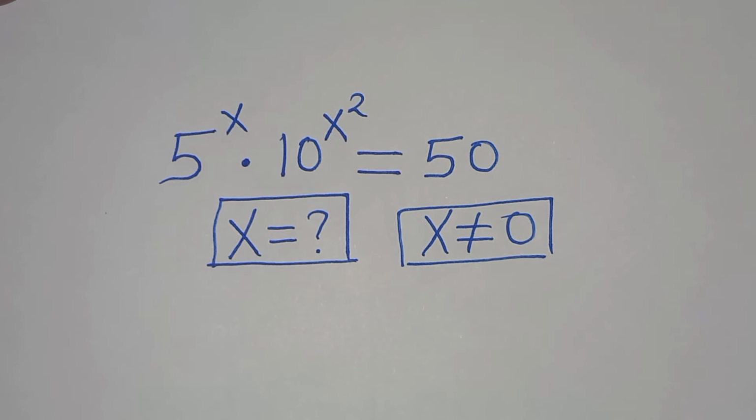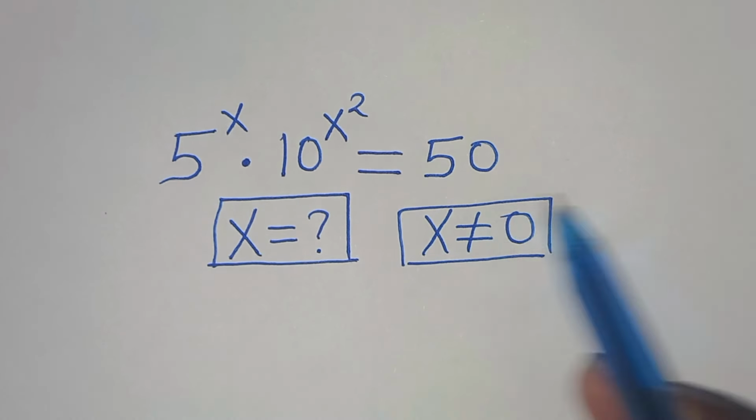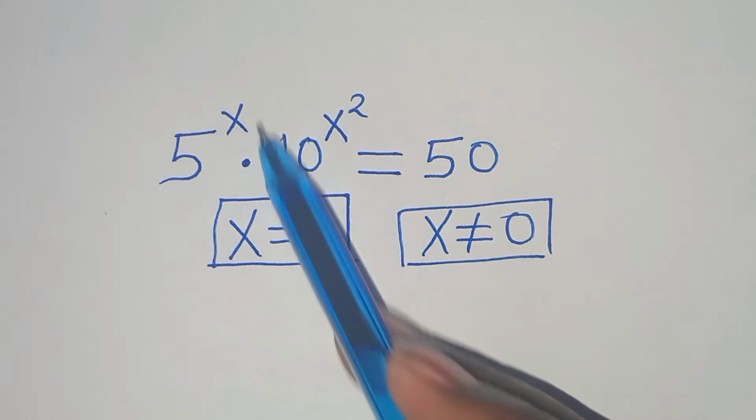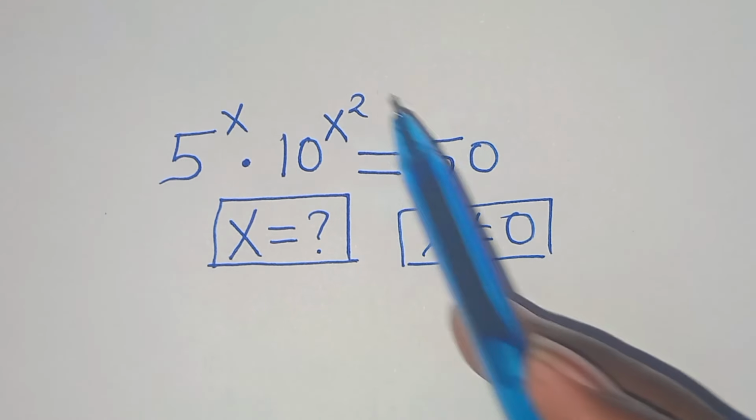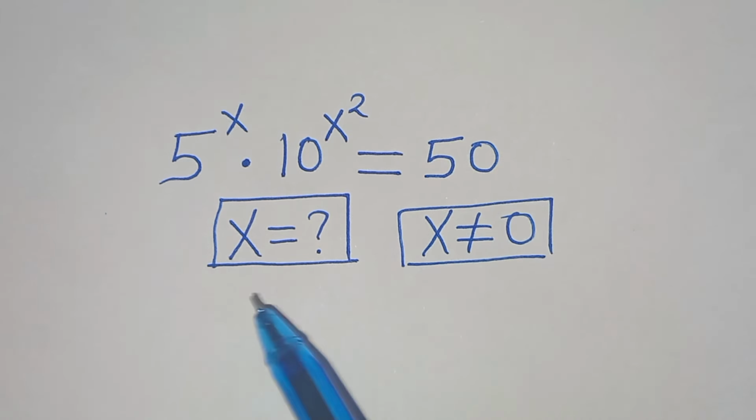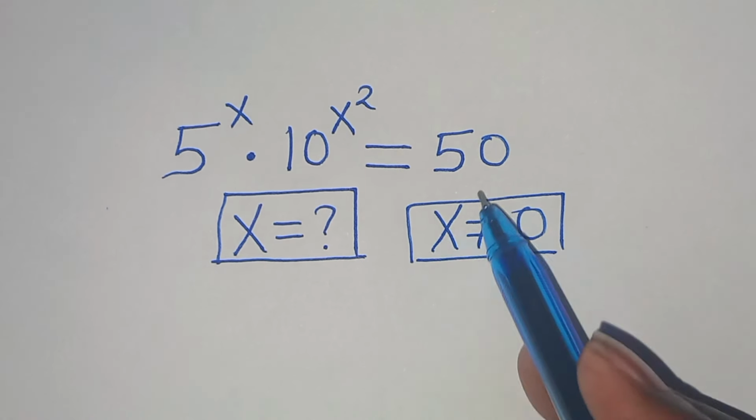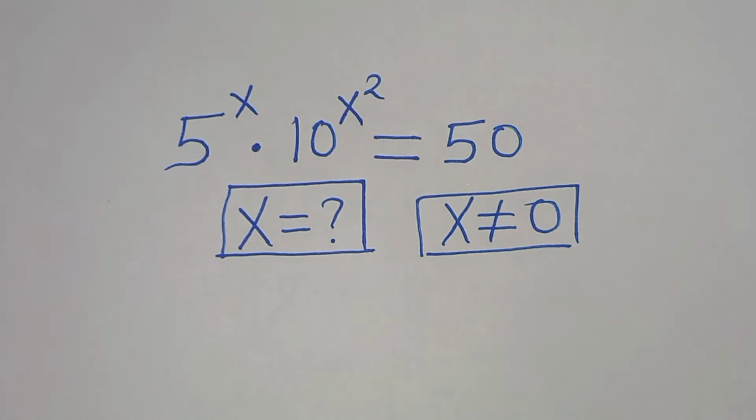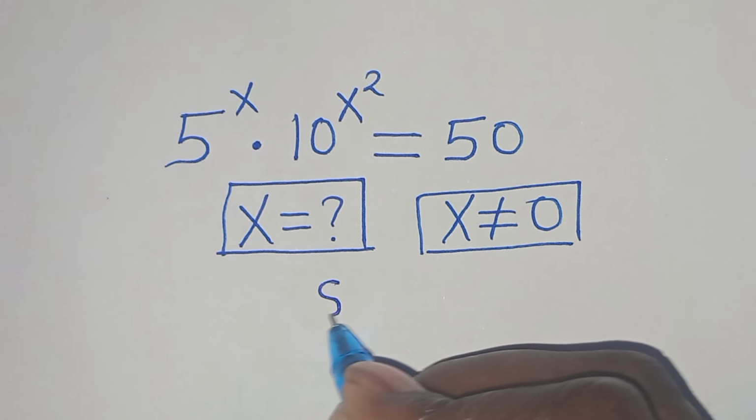Hello everyone, you're welcome to solve this nice algebra problem, which is 5 to the power of x times 10 to the power of x squared. This is equal to 50. So what is the value of x given that x is not equal to 0? So let's present a solution from here.